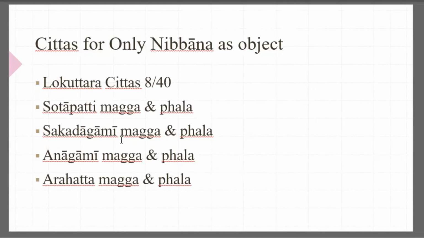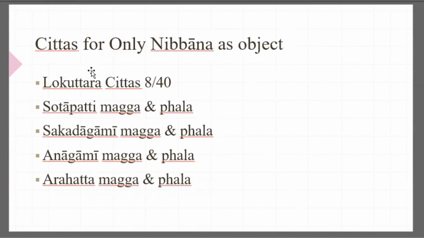We can classify Lokuttara Chittas into 8 or 40. We have learned in chapter 1 that Sotapatti Magga and Sotapatti Phala take only Nibbana as the object. Sakadagami Magga and Sakadagami Phala take only Nibbana as the object. Anagami Magga and Anagami Phala take Nibbana as their only object. Arahatta Magga and Arahatta Phala take Nibbana as their object only.